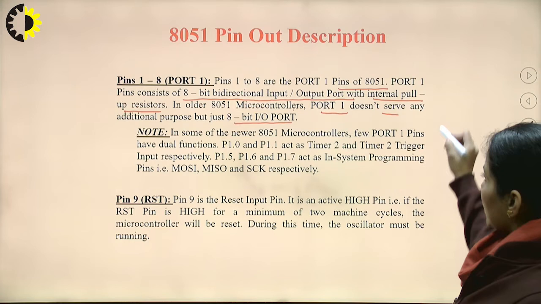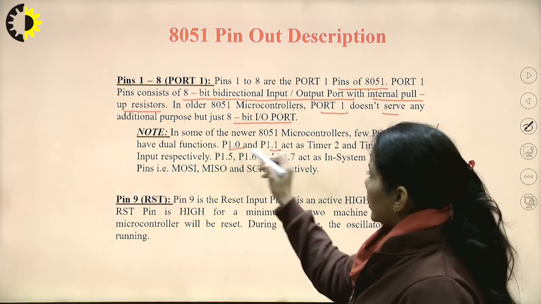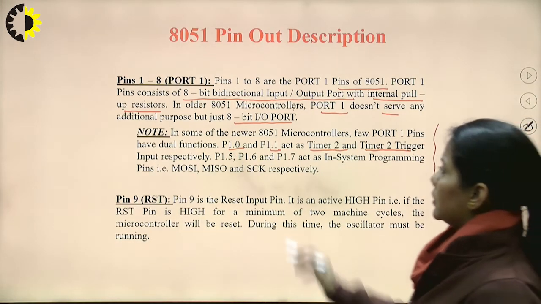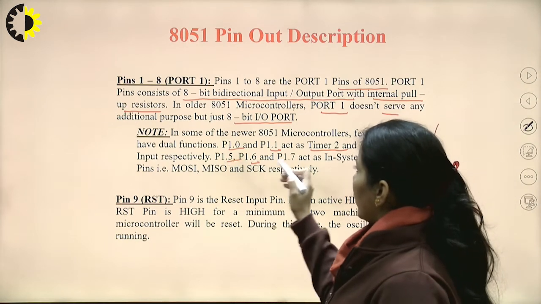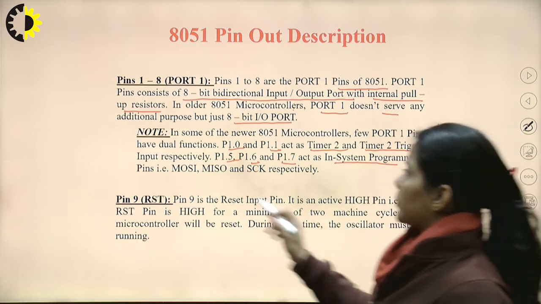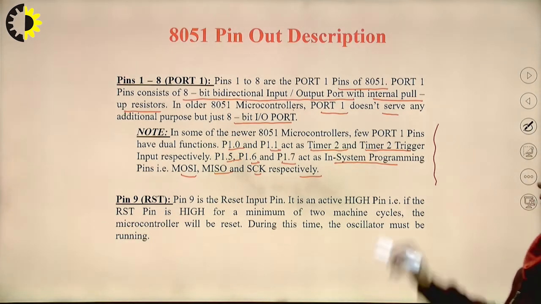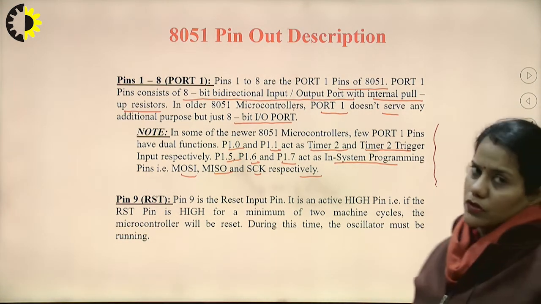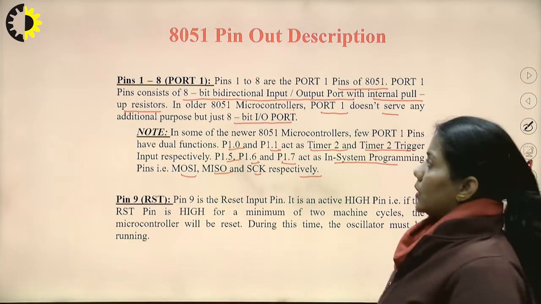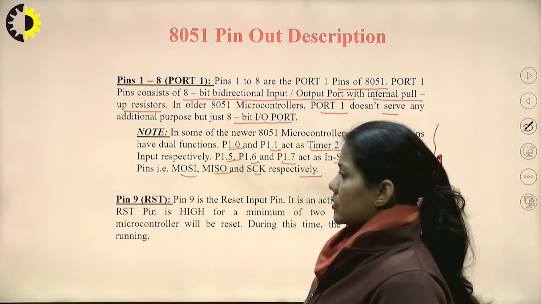Now, in some of the newer versions, pin number 0 and 1 of port 1 act as the timer 2 and timer 2 trigger input respectively. Pin number 5 and 6 of port 1 and pin number 7 act as the in-system programming pins, that is MOSI, MISO and SCLK respectively. But this is available in only a few of the newer versions of 8051. In the typical old version of 8051, pin number 1 to 8 of port 1 are just simple input-output pins.